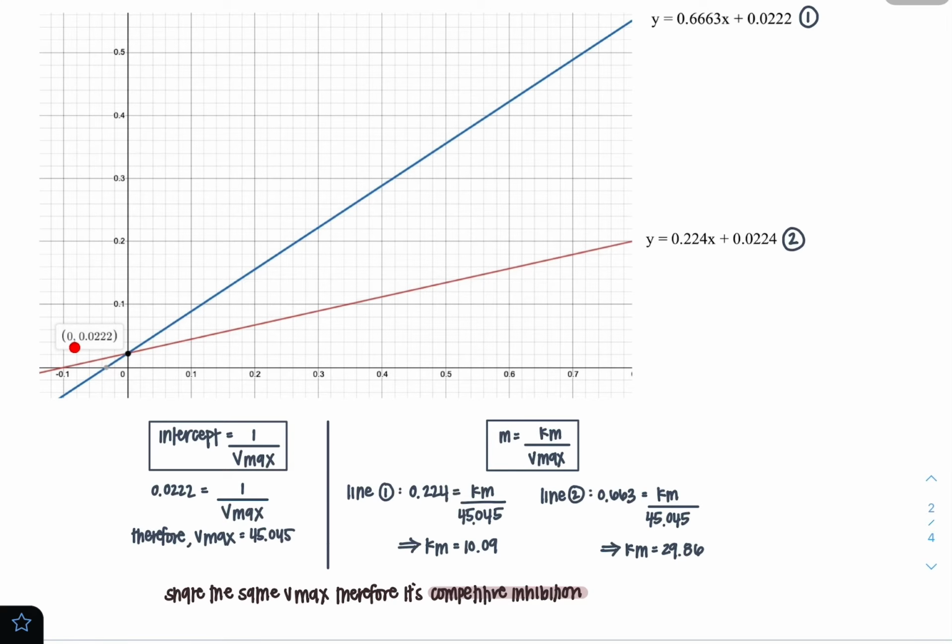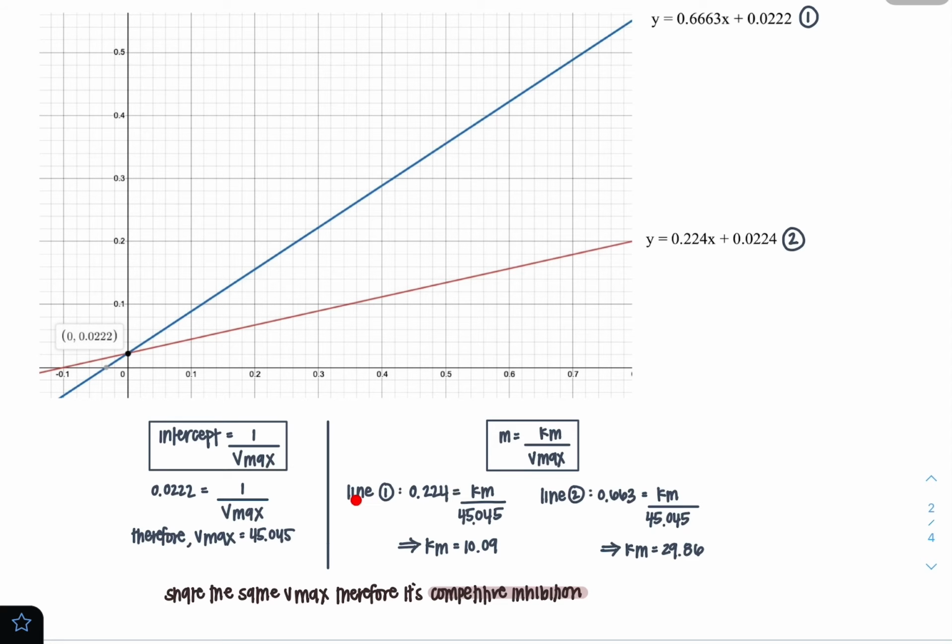So the intercept is at 0.0222. So we just plug that in, plug and chug, and we get a Vmax of 45.045. Now, using the Vmax, we can now calculate our Km. So we do have the same Vmax for both lines, but we will have two different Km values for each line.